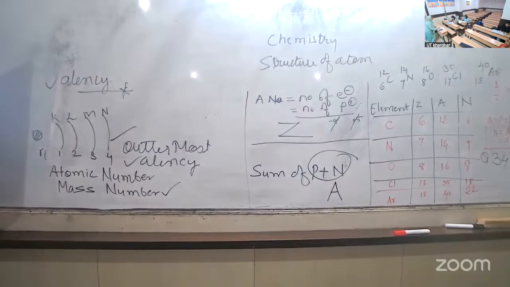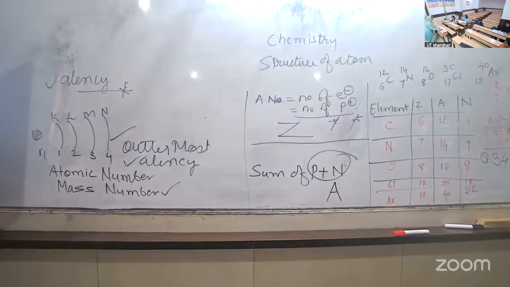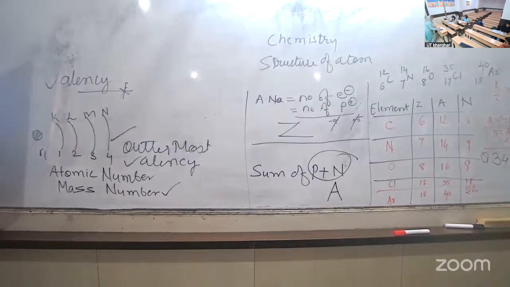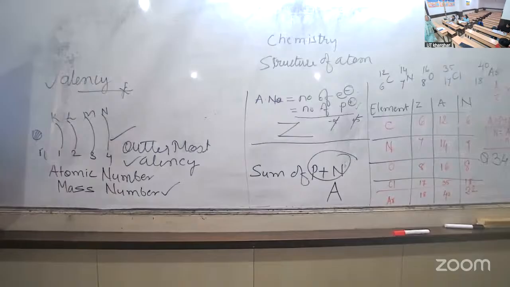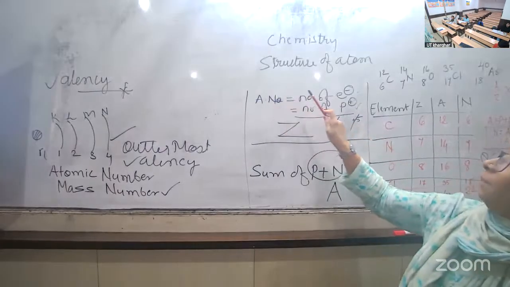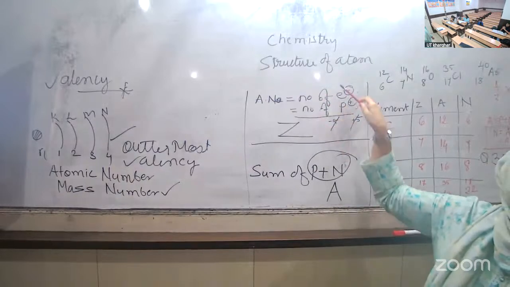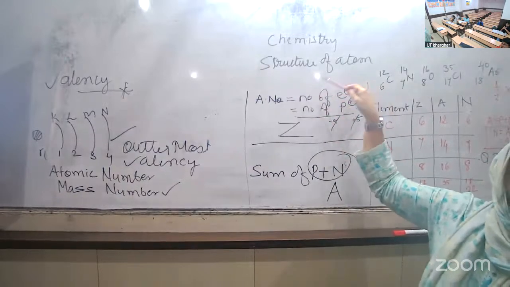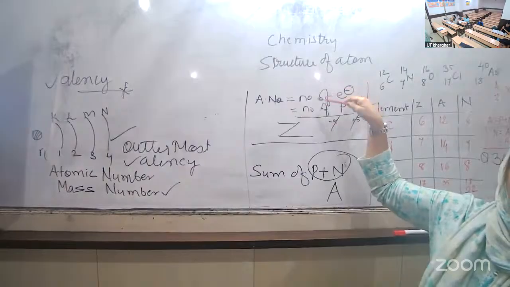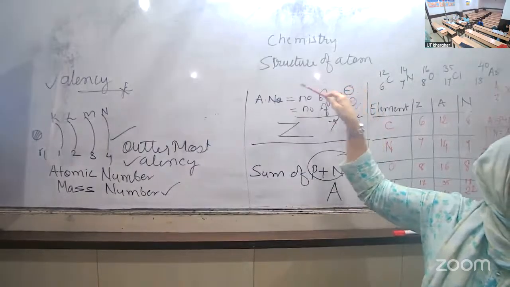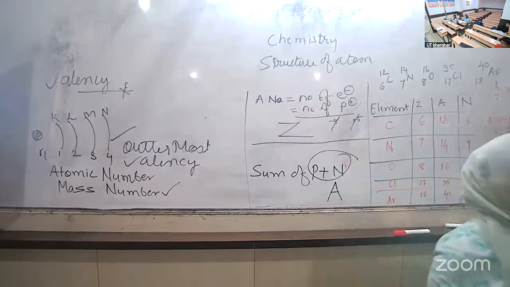Are you confused? Proton number, atomic number, number of electron, number of proton, Z, it is there on the board. See here, what we are writing now, number of electron. These numbers are equal now.